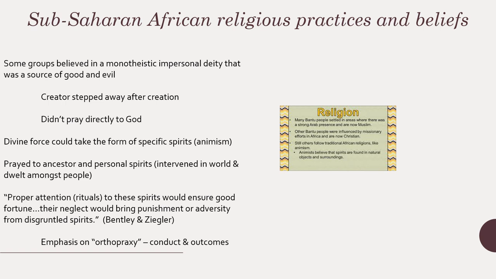Looking at not just Bantu but Sub-Saharan African religious practices and beliefs, we see a number of things that stand out. One, which surprises a lot of people, is that some African groups, actually many of them, believed in a monotheistic, impersonal deity, one God that they saw as a source of good and evil both. So different than the Christian God in that sense, but many of them did believe in at least one all-powerful God. Sometimes they believed in multiple, less powerful gods at the same time.